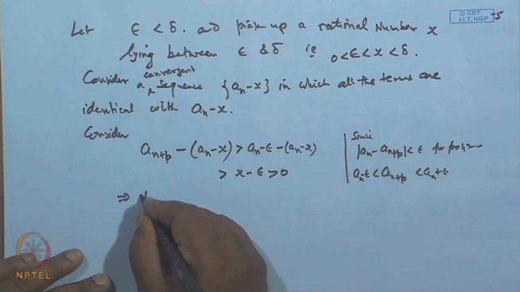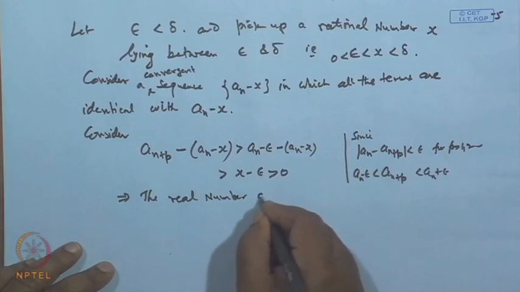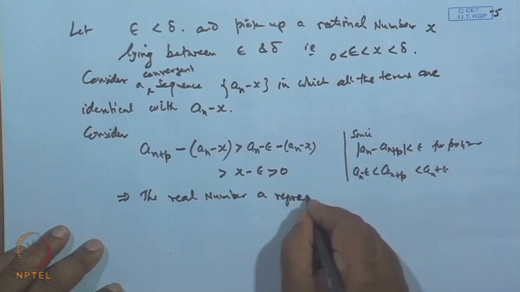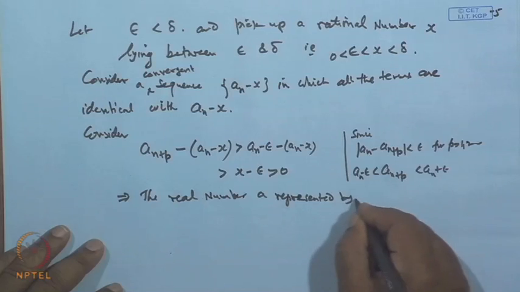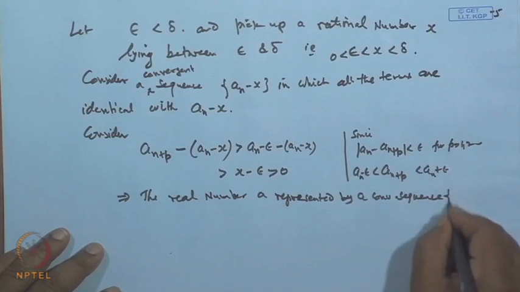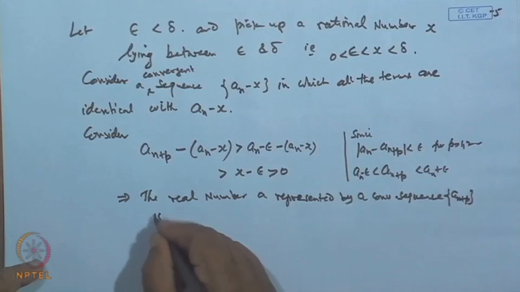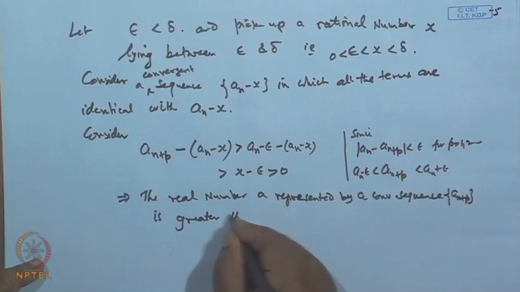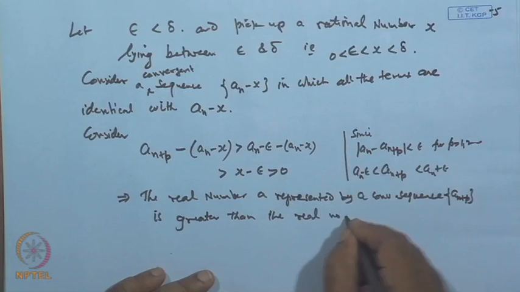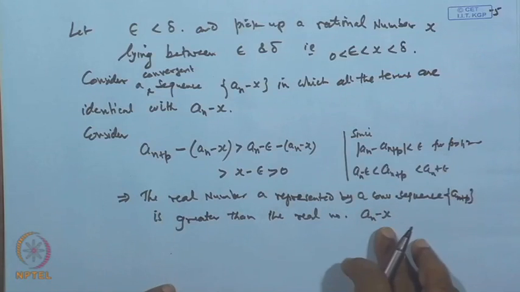So, this implies the real number a represented by a convergent sequence a_(n+p) or a_n, okay, same, is greater than the real number a_n minus x, because this is a real number which I am choosing, a rational, I mean real, okay, a number greater than this.